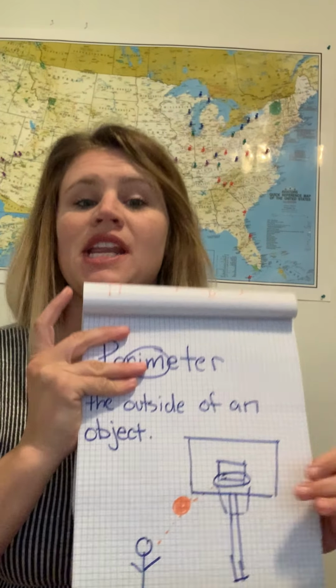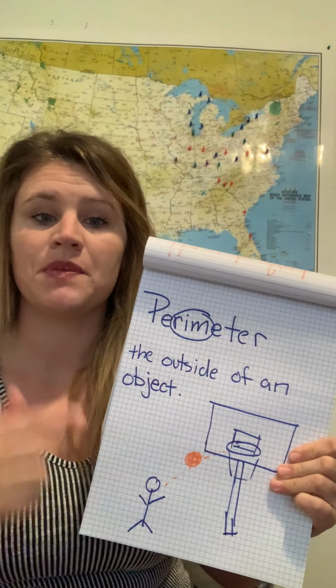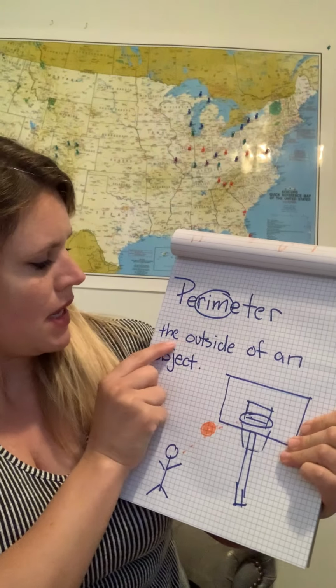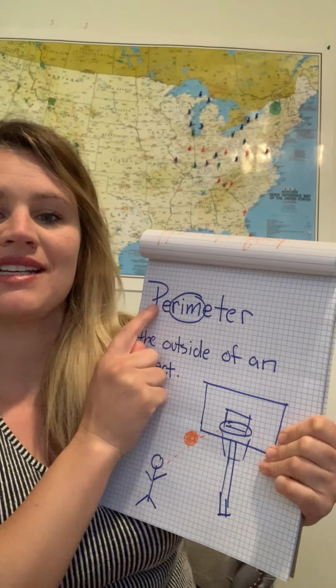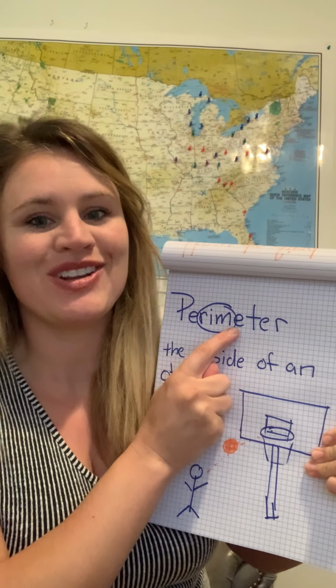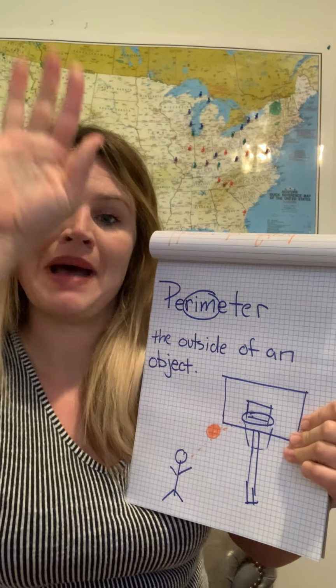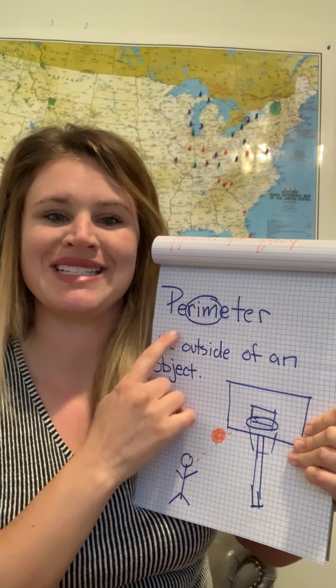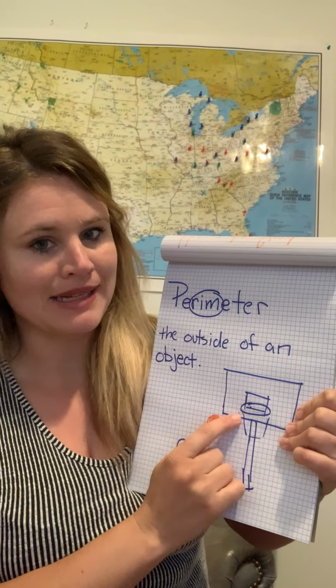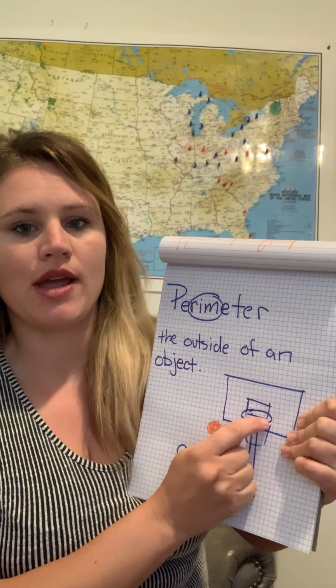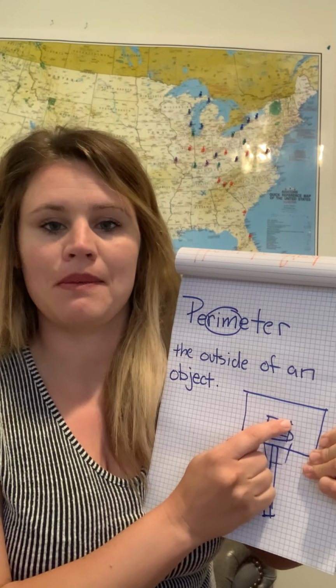If you were at the Zoom meeting, we went over this as well. The perimeter is the outside of an object. I like to think of the rim of a basketball hoop, which Mrs. Stolley taught me. It's literally in the word perimeter. So I have a little person playing basketball, and here is the rim around it, the perimeter.